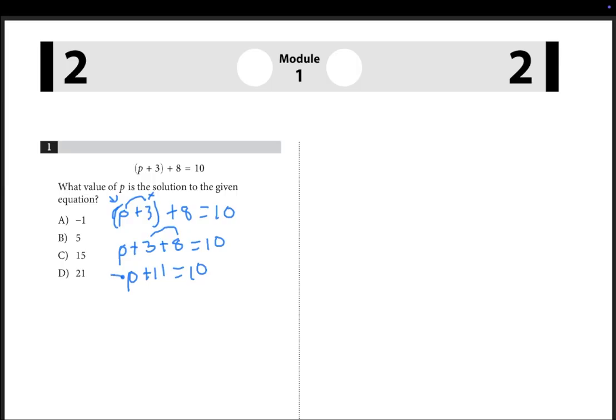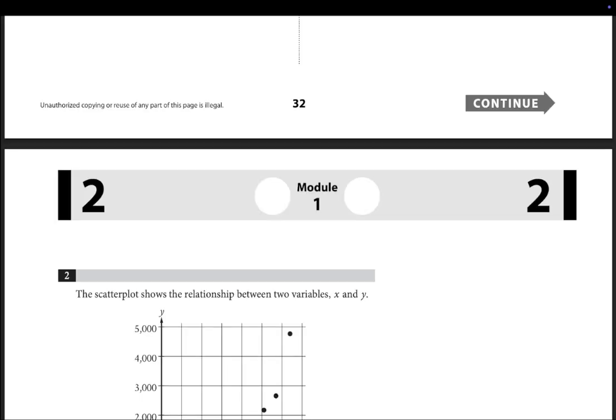Now we would just want to isolate P by itself. So we subtract 11 on both sides. Now we have P, and we have 11 on both sides. Subtract 11 on both sides. So we have P is equal to negative 1 because 10 minus 11 is negative 1. So therefore we have an answer of A. Alright, going on to the next question.